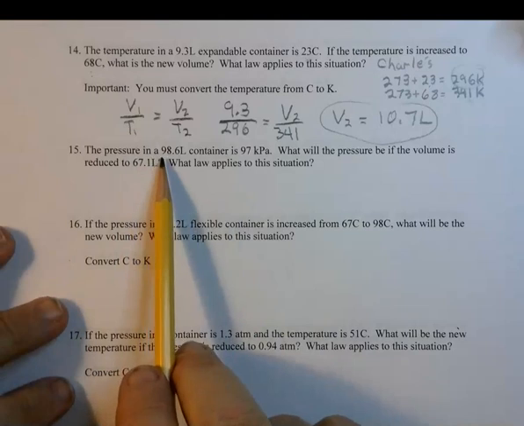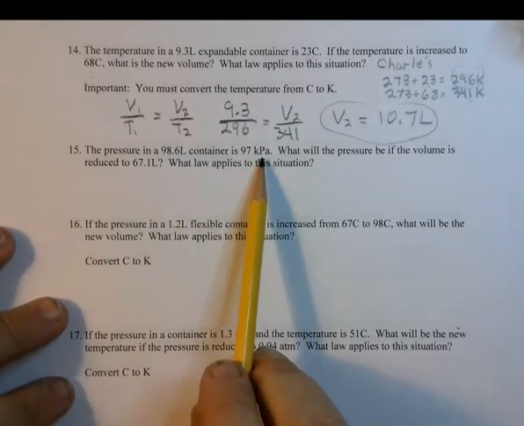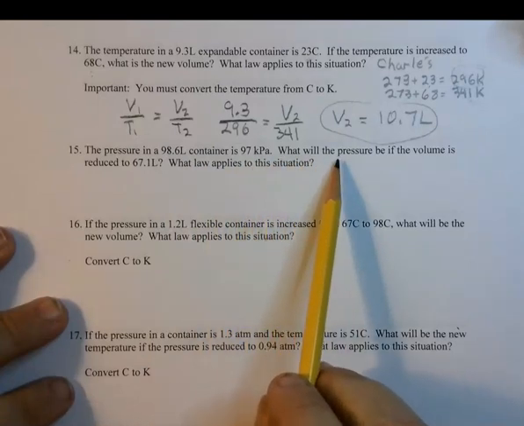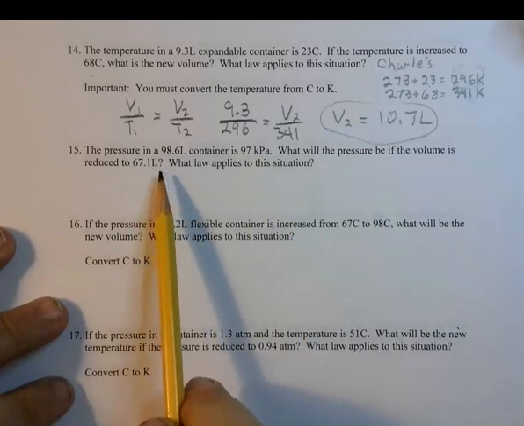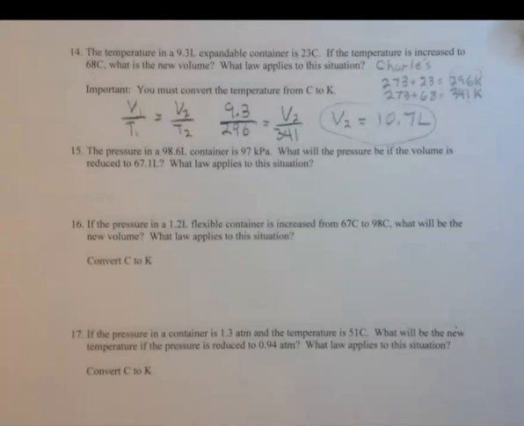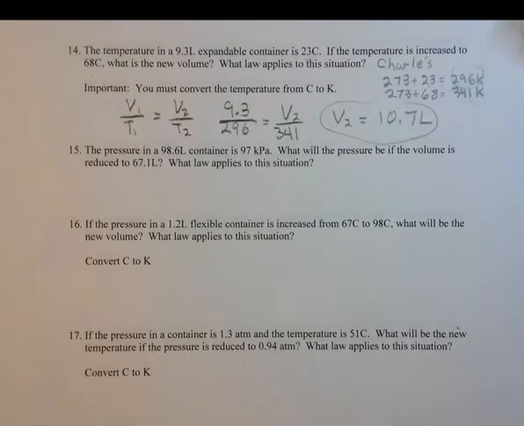The pressure in a 98.6 liter container is 97 kilopascals. What will the pressure be if the volume is reduced to 67.1 liters? So think about that. Pressure is how often the gas particles hit the sides. If you reduce the volume, you squeeze down that balloon so that the volume is much smaller. If they're going the same speed as they were before, which they are, they're going to hit a lot more often. That means they're going to hit with a lot more pressure. So you can expect your pressure to go up if you decrease your volume.